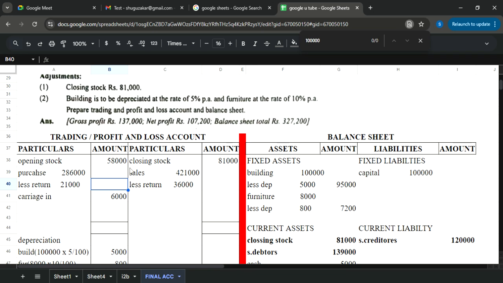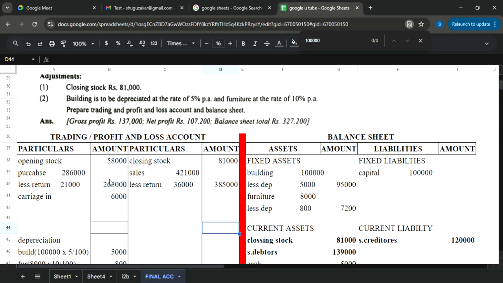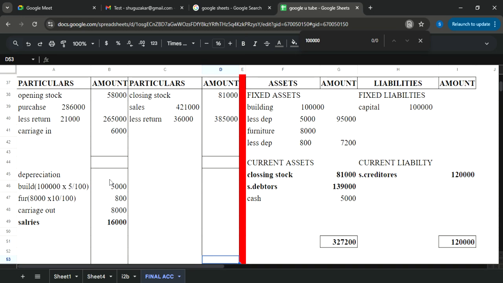But first step is to adjust sale and purchase. As you know, we had 286,000 amount of purchase. You will subtract 21,000 purchase return. So net purchases you have written in the similar way. Amount of sale was 421,000, and you will subtract 36,000 returns. It means net sale is also adjusted. Finally, we are now going to calculate our gross profit.